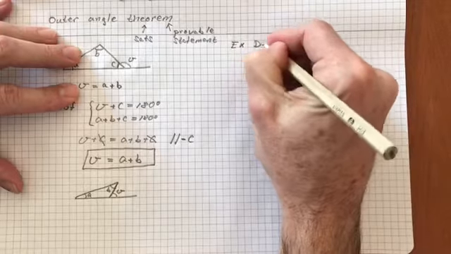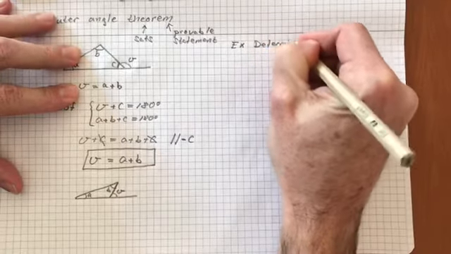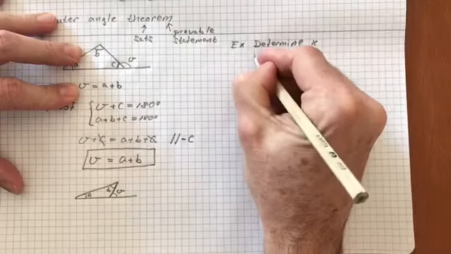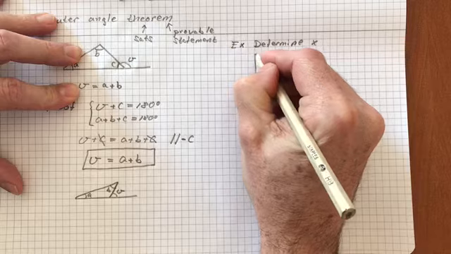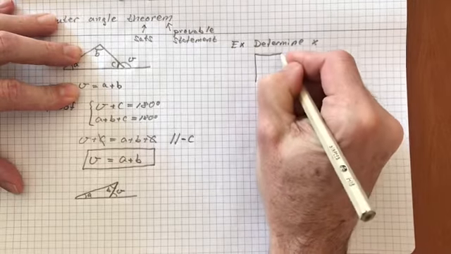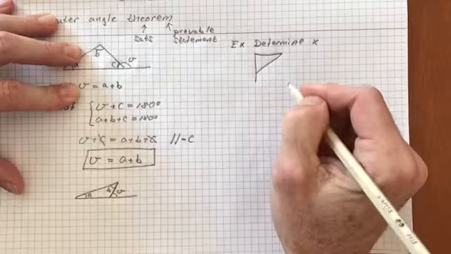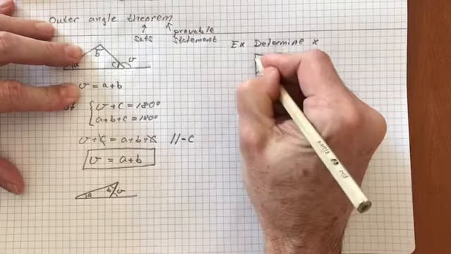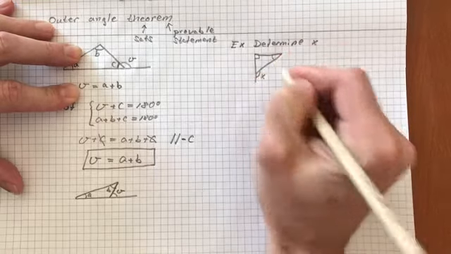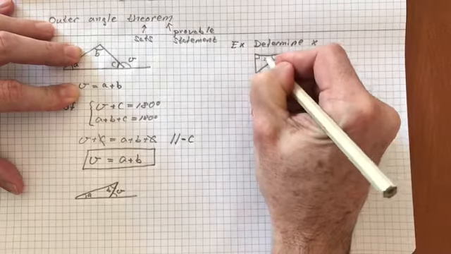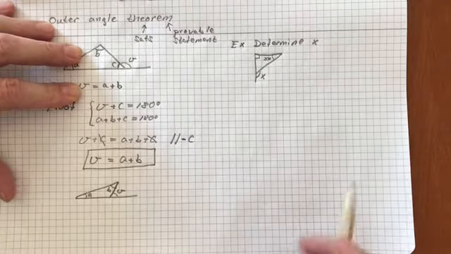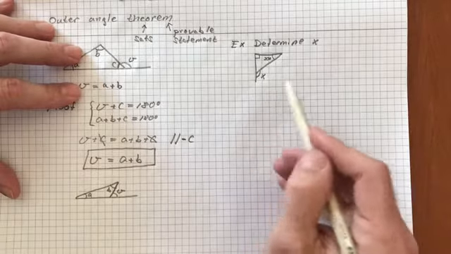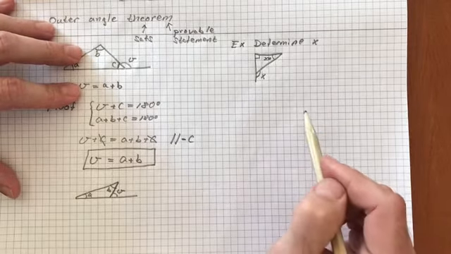Okay, the first one. Determine x. So let's draw a triangle like this. Here we have x, that's the outer angle. This is like this, and this angle is 20 degrees. Now, can you determine x? If you'd like to try, you take a pause in this video, and then you start again when you're done.